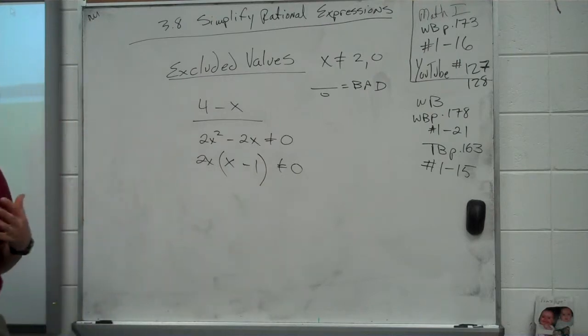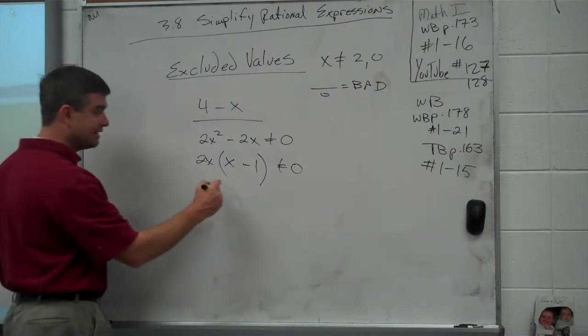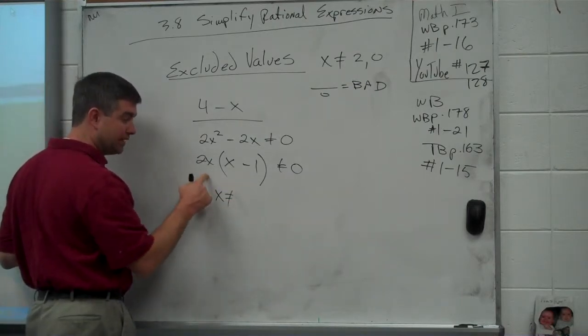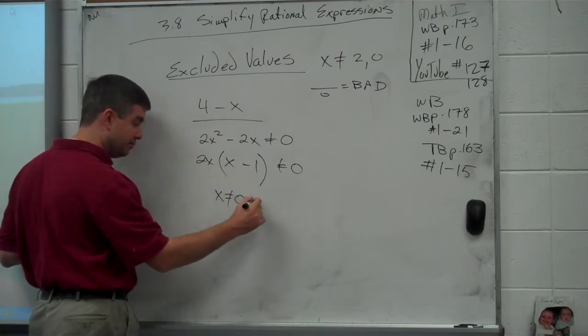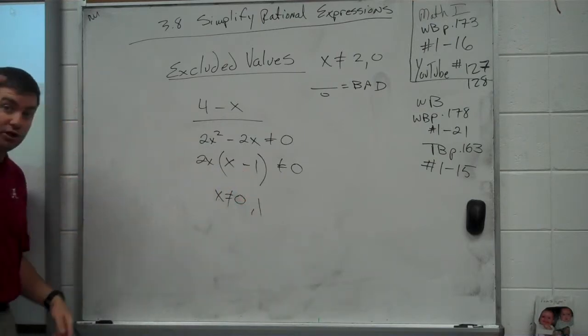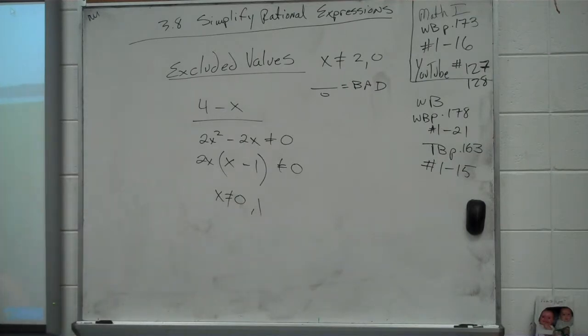I factored that out. You've got to remember how to factor, right? What's rule number 1 of factoring? GCF. 2x is my GCF. You can't forget how to factor. Once I factor out that 2x, what are my excluded values? What can x not equal here? 0. What can x not equal here? Positive 1. What was the clue that there were going to be 2 excluded values? It was x squared in the beginning. That told us that there were 2 excluded values.